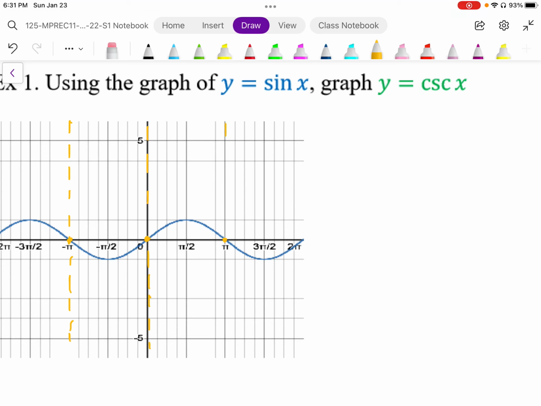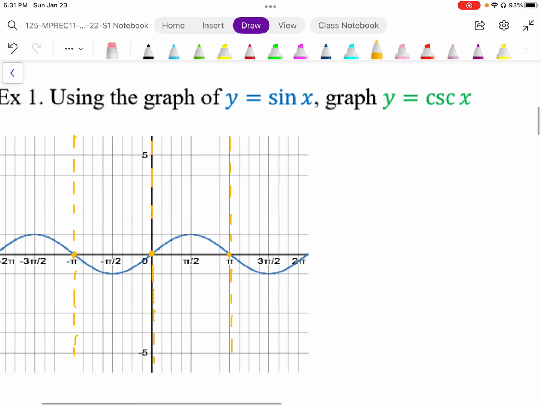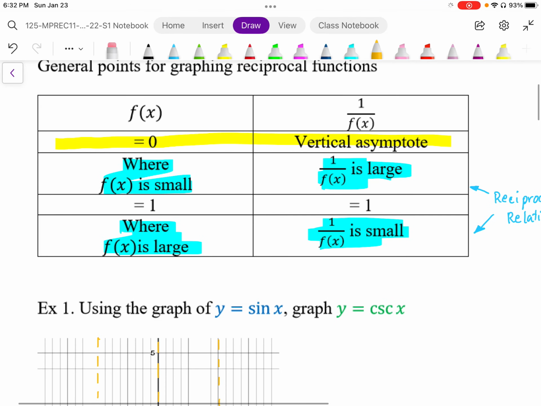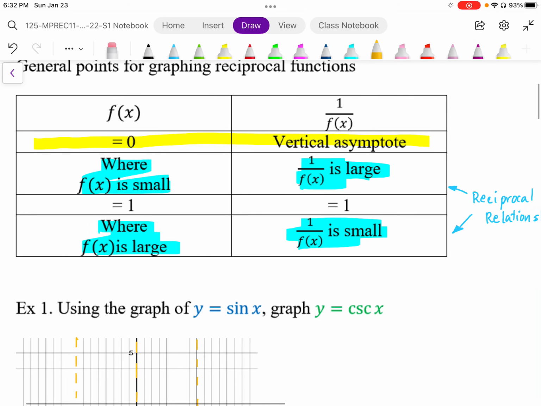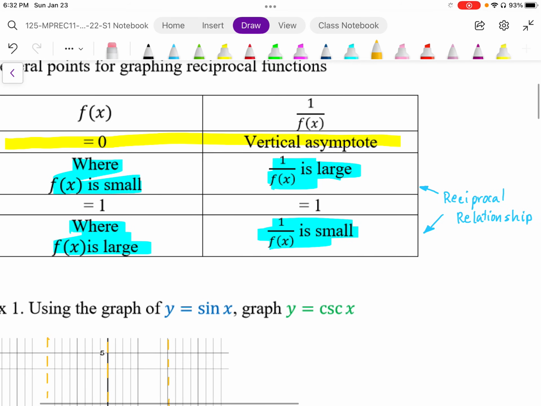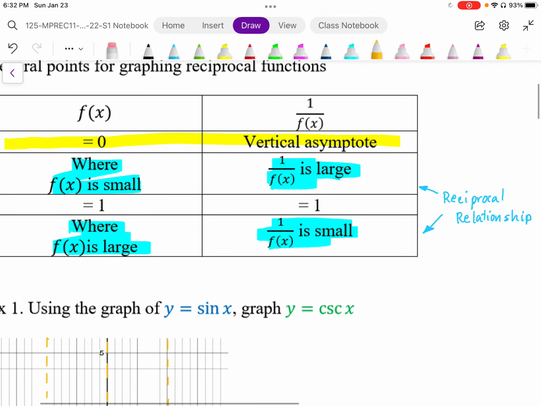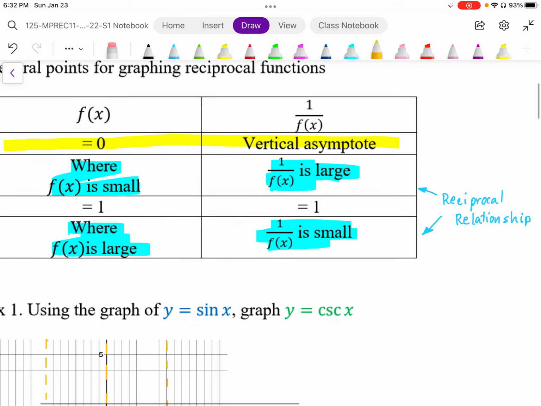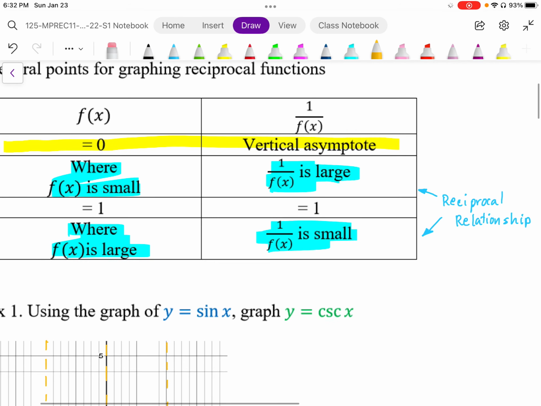When f of x is 0, the reciprocal of 0 is undefined. We're dividing by 0, so we get these asymptotes. The other part that we'd have to think about is the reciprocal relationship. I've highlighted that in blue, where f of x is small, or less than 1, 1 over f of x becomes a large number. The closer we get to 0, the closer we get to infinity.